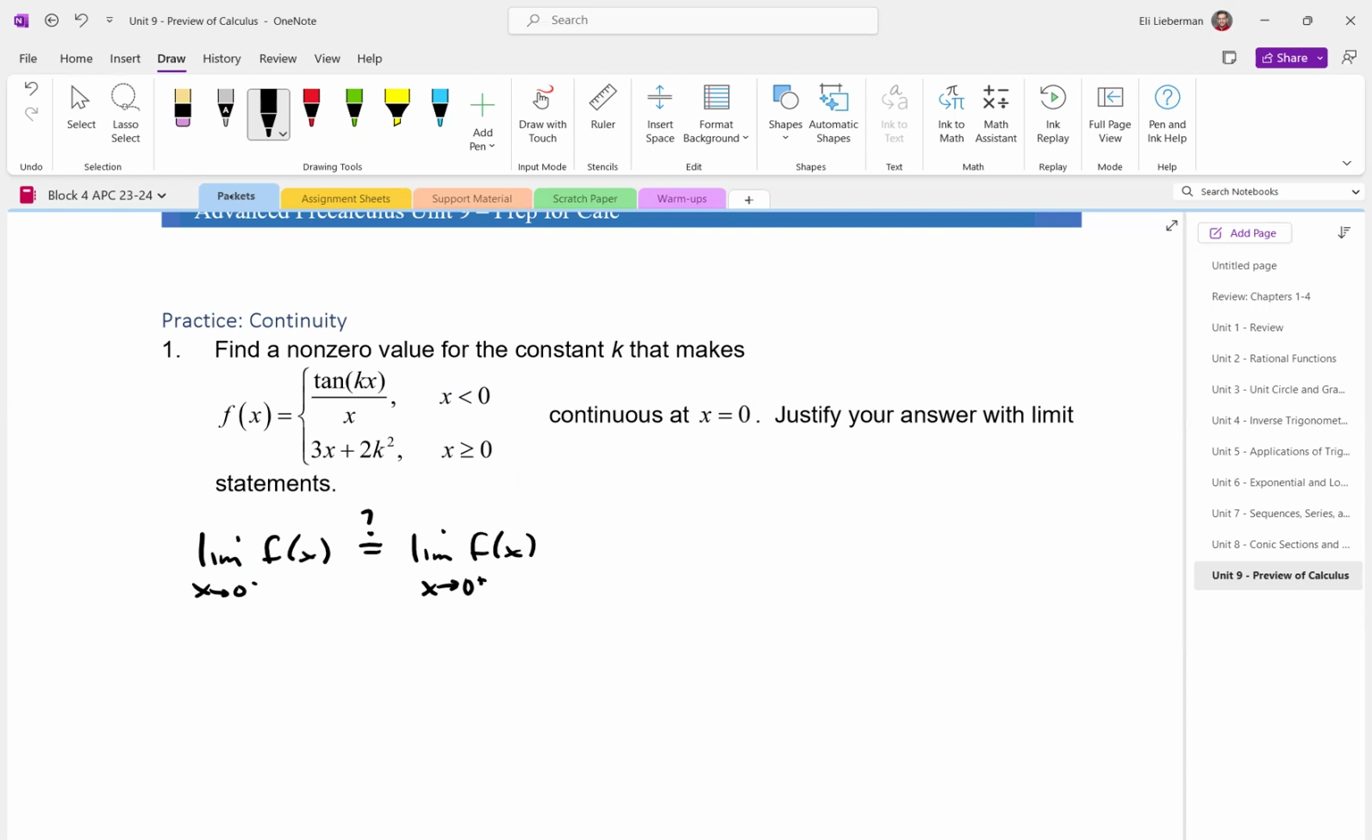Or it's actually saying to find a non-zero value for the constant k that makes it continuous. So we want these to be equal to one another. I can give you a moment to talk about this one.